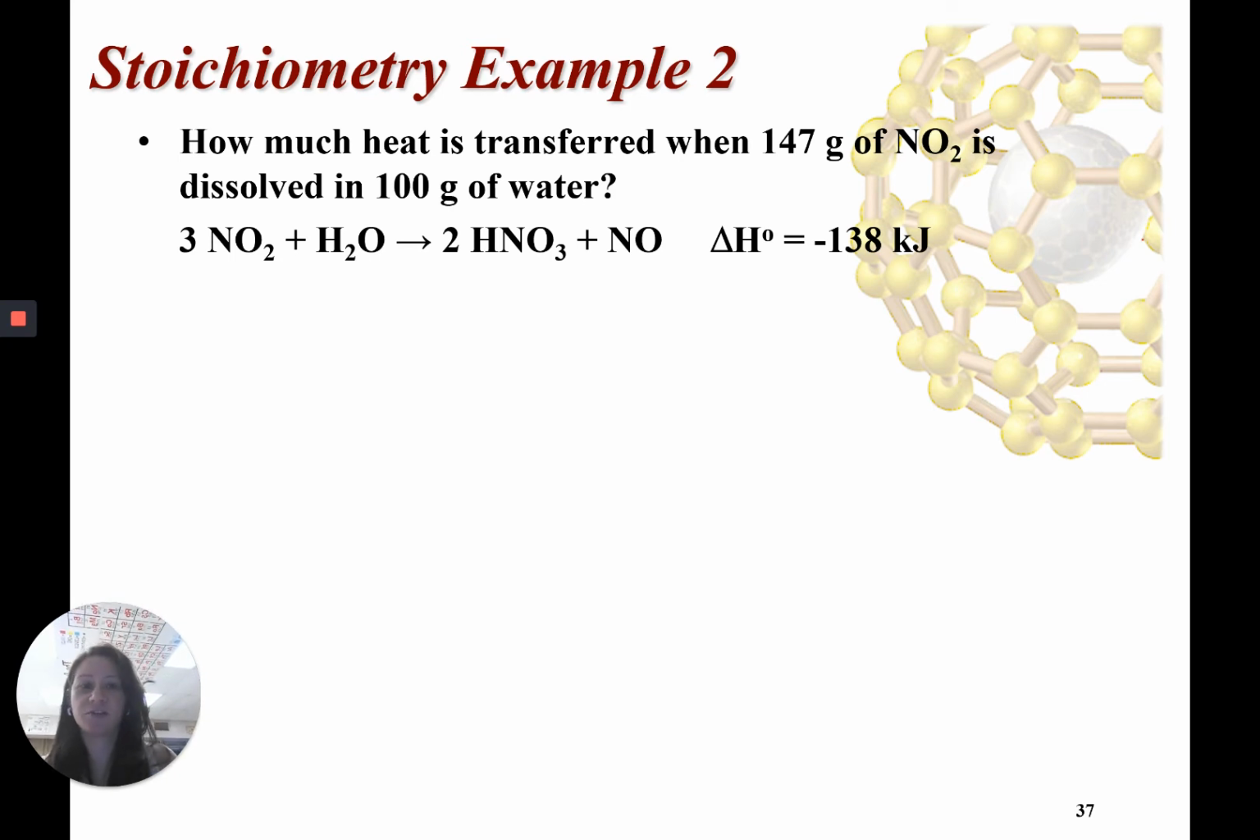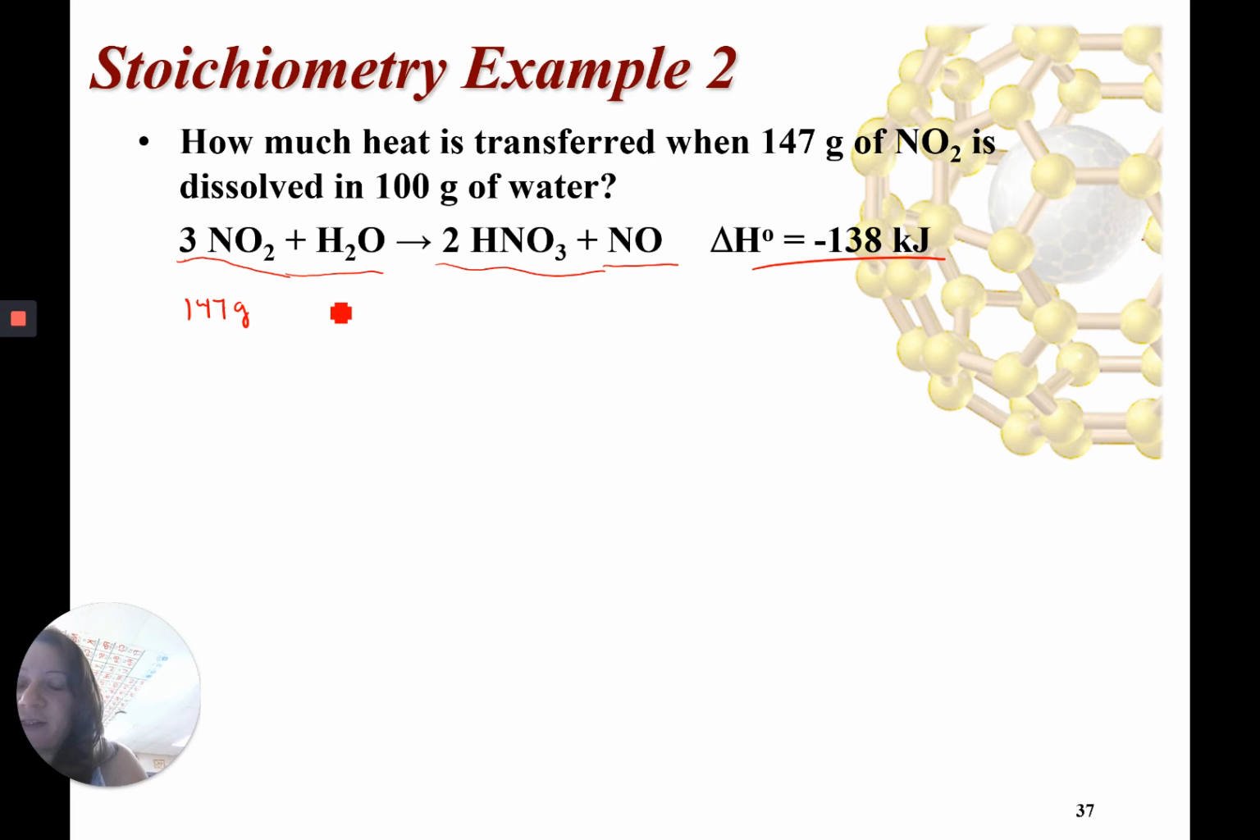It says, how much heat is transferred when 147 grams of NO2 is dissolved in 100 grams of water? It says dissolved, but it looks like there's a chemical reaction happening here. It's already balanced for us. And we have our delta H as negative 138 kilojoules. So this is for 3 moles of NO2, 1 mole of water to produce 2 moles of HNO3 and 1 mole of NO. So we know that we have 147 grams of this, and we have 100 grams of this. We're asked how much heat is transferred total if we use that amount.